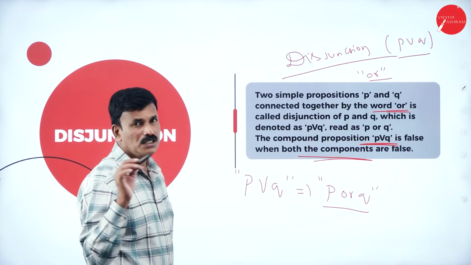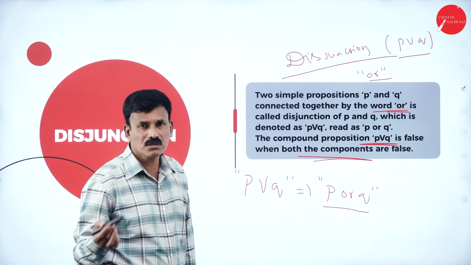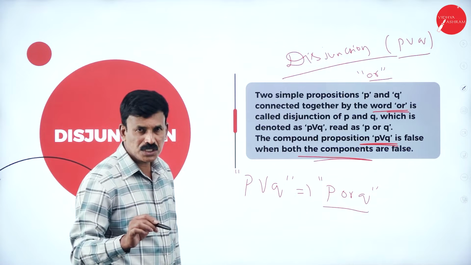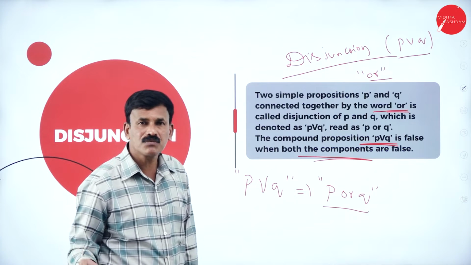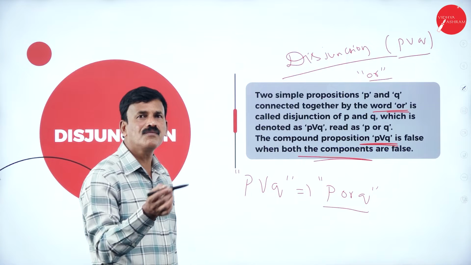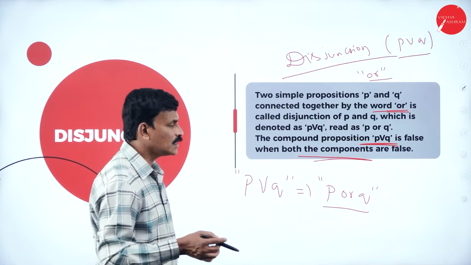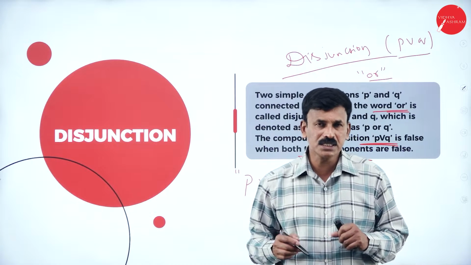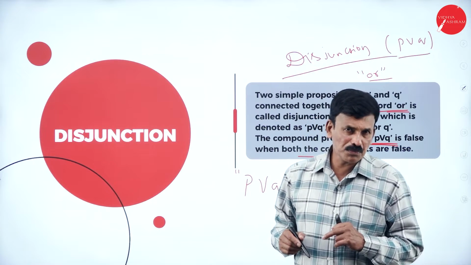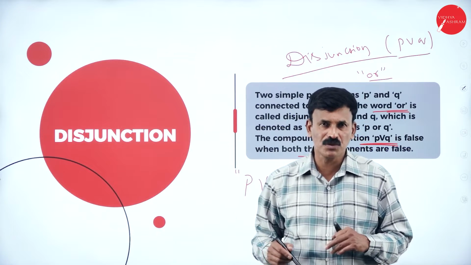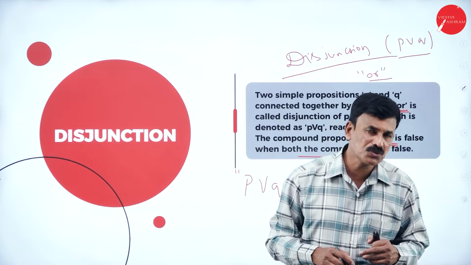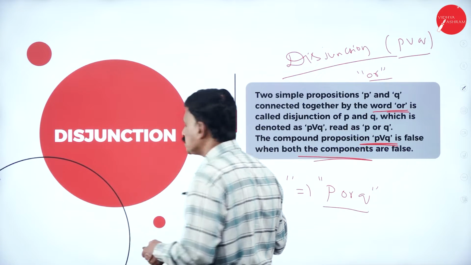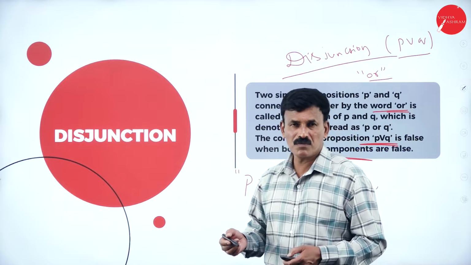Therefore, if P is true and Q is true, then the disjunction is true. If P is false and Q is false, then the disjunction is false. Whereas if one is true, true and false, false and true is also true. So if the two simple propositions are true, then the disjunction is true. If both are false, then the disjunction is false. Whereas if any one statement is true and the other is false, then the disjunction is also true. So, how to construct the truth table for this? Now, to write the truth table for disjunction.